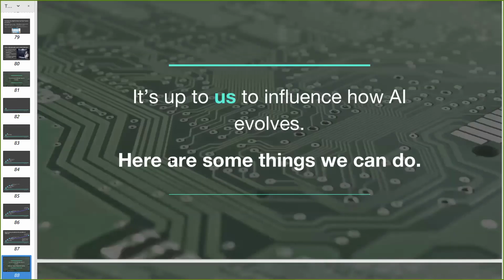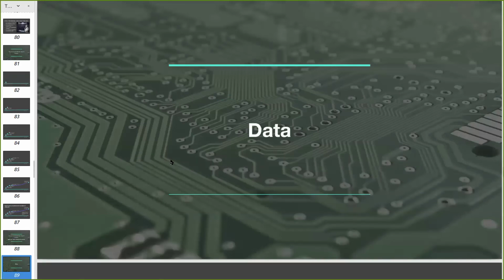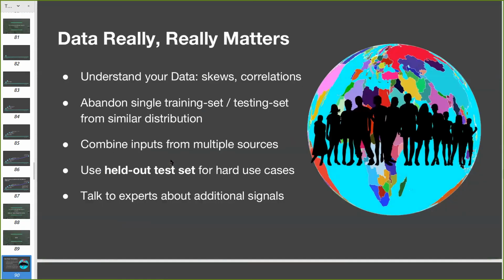It's up to us to influence how AI evolves. Here are some things we can do. Data. So understand your data. Whenever you're working on a task, there is this urge to get done with the data and get started with modeling. The actual fun is training the model and then seeing the results. But not all people like working on the data, and that's something we all should do. Understand the data and see how it is, so that it is properly representative of the kind of information that we need, and abandon a single training set or testing set from a similar distribution.